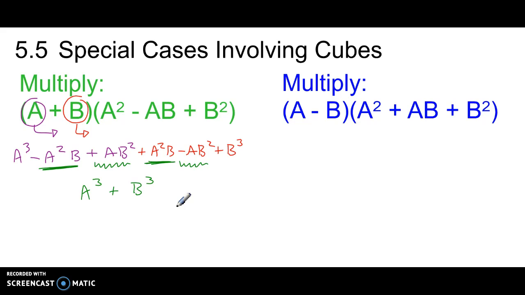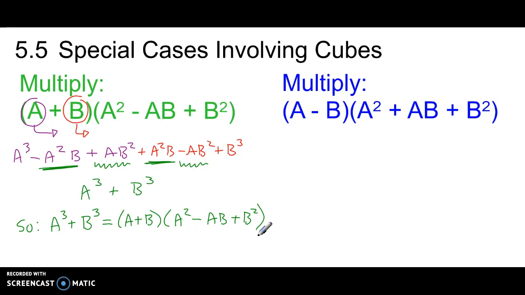Remember, factoring is to go the opposite direction. So what we've done here establishes a factoring rule. It says that if you have a cubed plus b cubed, that's the same as a plus b times a to the second minus ab plus b to the second. So doing this multiplication has taught us a factoring rule.